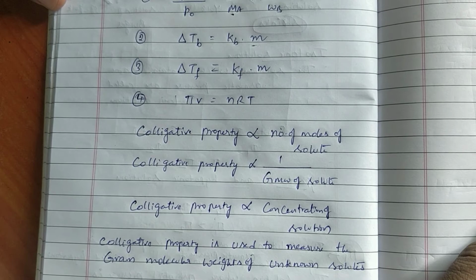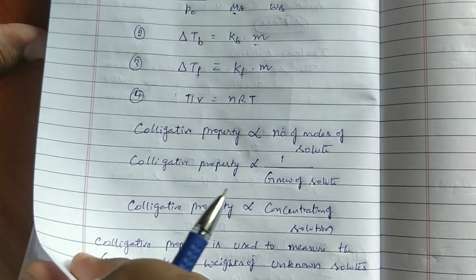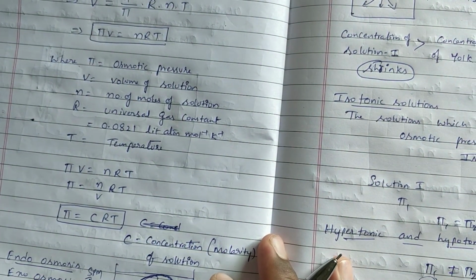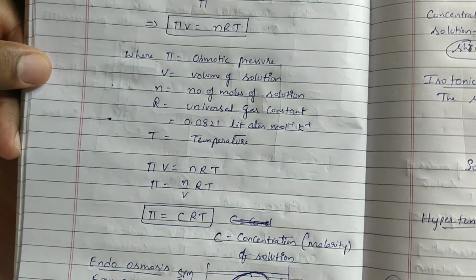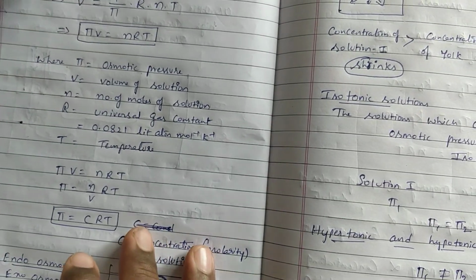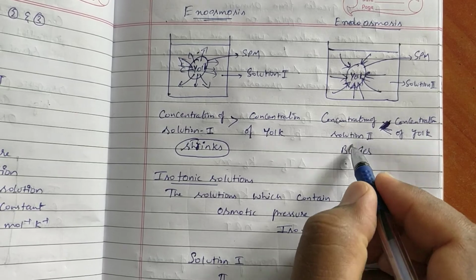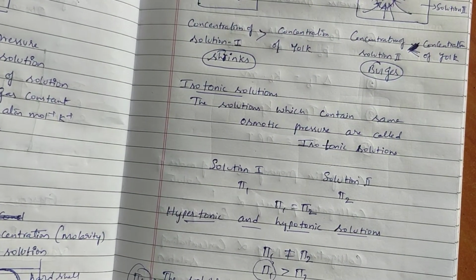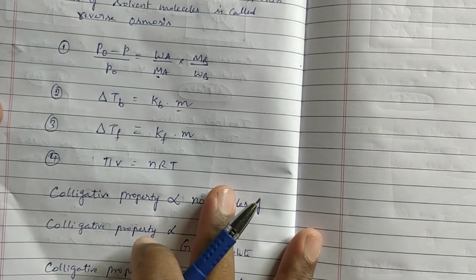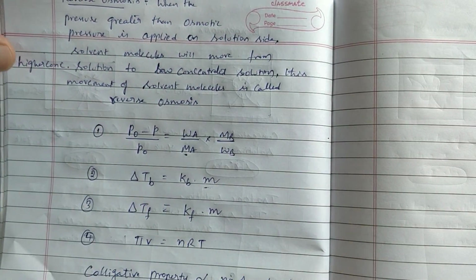In the next class we will start with the next chapter. Before that, I hope you are clear with today's class. Okay? Some definitions we have seen, and the formula related to osmotic pressure we have seen. After that, endoosmosis, exoosmosis, isotonic solutions, hypertonic and hypotonic solutions, and reverse osmosis. All these were seen in our today's class.